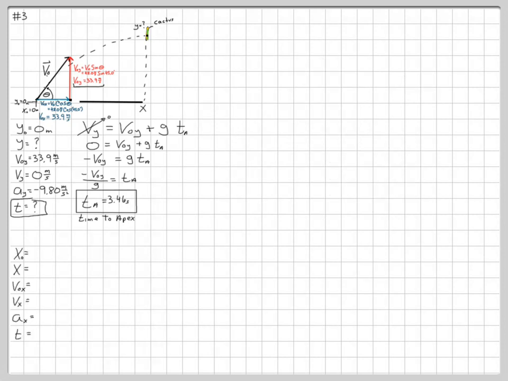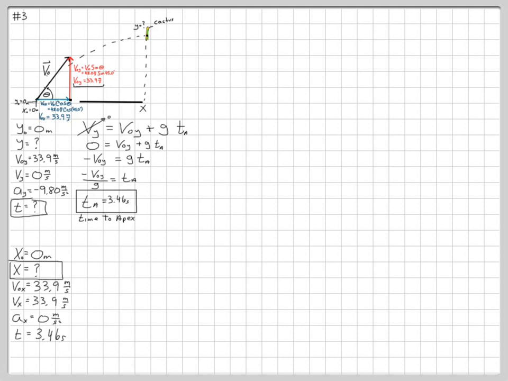In the horizontal dimension, I'm going to make my list of initial conditions. I'm going to start the golf ball at 0 meters, and I'm not sure where it free falls to in the horizontal dimension. That's what I'm solving for. And then the horizontal velocity, the length of that blue vector, is 33.9 meters per second, and all the way through it's 33.9 meters per second going sideways because there's no forces accelerating it in the horizontal dimension. And then the time, I just figured that out a moment ago, is 3.46 seconds. So the only thing I don't know is the horizontal position to the apex.